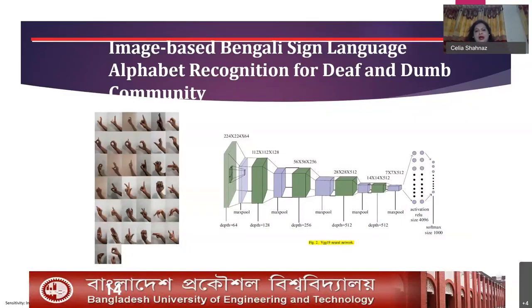And, you know, we are the only nation that fought for our language in 1952. And there are a lot of people who are deaf. We usually call them dumb, which is very problematic for me. We must call them differently able people, because we want to make them differently able by using technology.